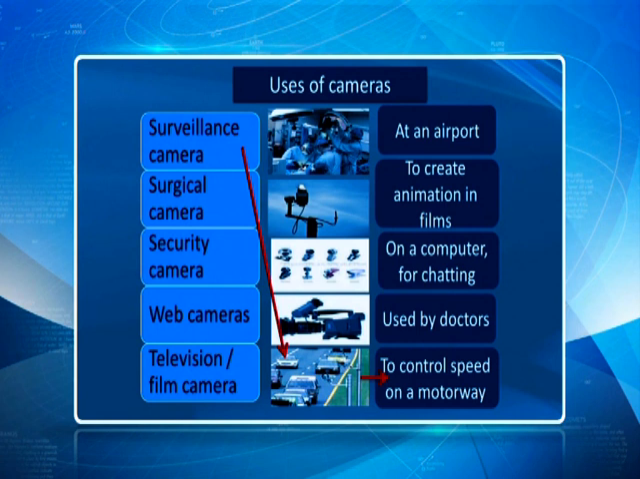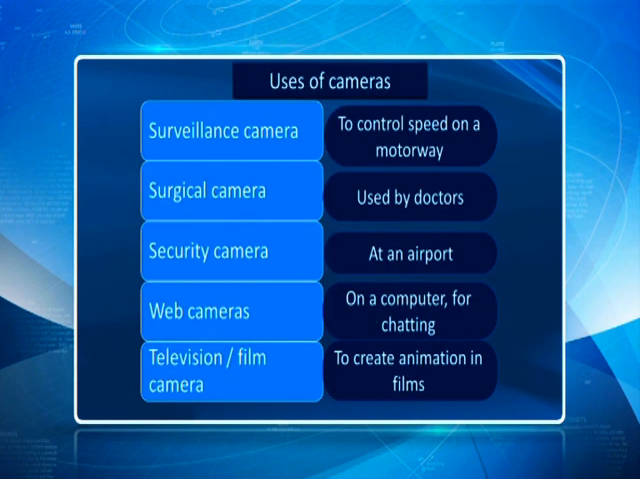The next camera is the surgical camera, and it's clear by its name, surgical, that it is for surgeries, therefore it should be in hospitals. Yes, the first one on the top, and it is used by doctors. A security camera, which is found either in streets or on top of buildings, is used here at an airport. So it is a security camera, and it is used at an airport or in a supermarket or in banks or other important buildings. The web cameras, of course you are familiar with this one because I'm sure you have one, and it is used on a computer for chatting. Another type, the last one, which is the television camera, and it is used to create animation in films.